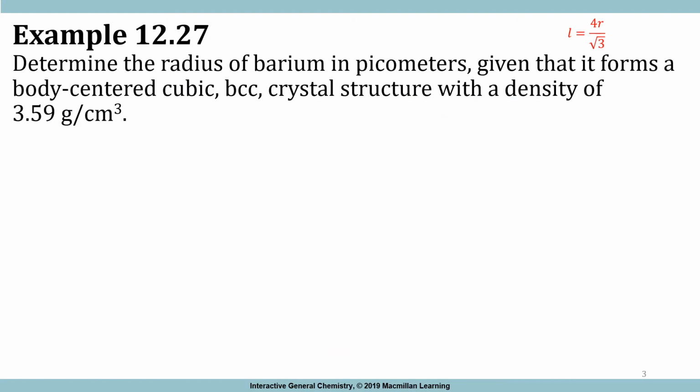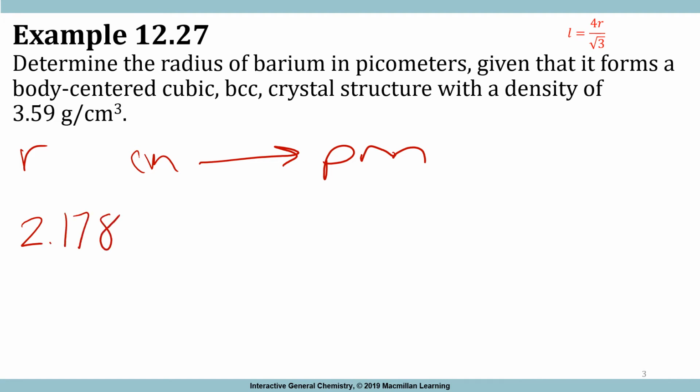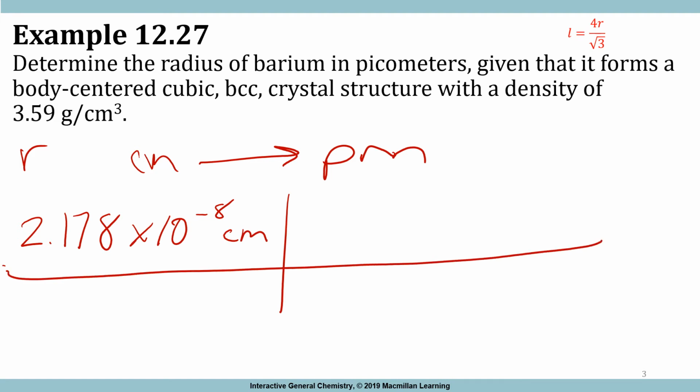So the only thing left to do is to convert our radius from centimeters all the way to picometers. Okay, so my radius is 2.178 times 10 to the minus 8 centimeters, and I want to get it to picometers. So how many centimeters are in a meter? Because I like to go to meters first and then picometers. So I want centimeters on the bottom so they can cancel, and I want meters on the top. There are 100 centimeters in 1 meter. And then how many picometers are in 1 meter?